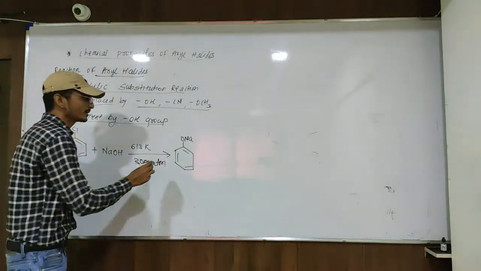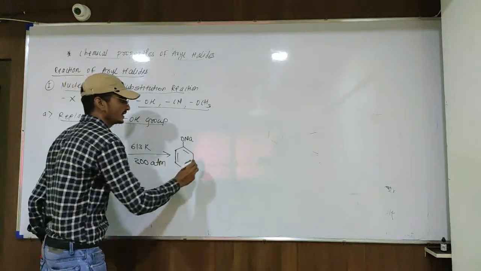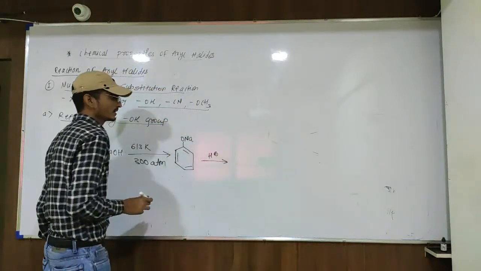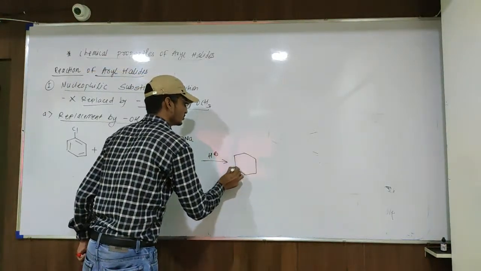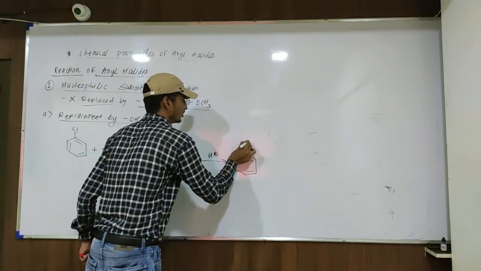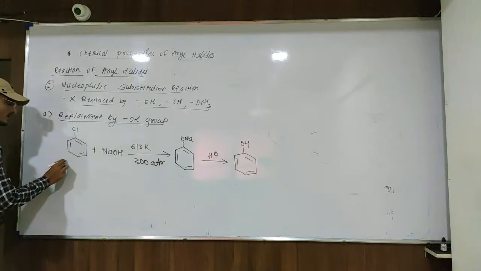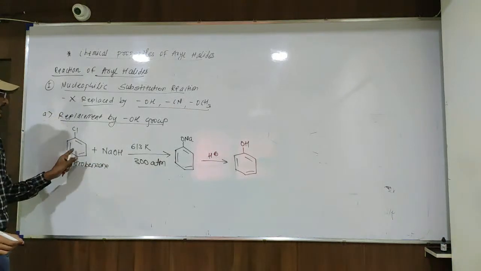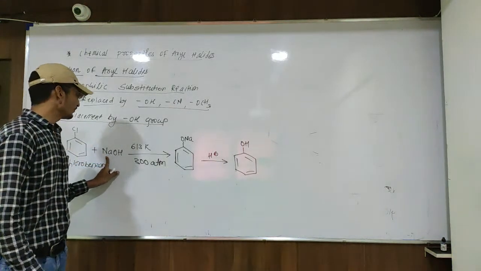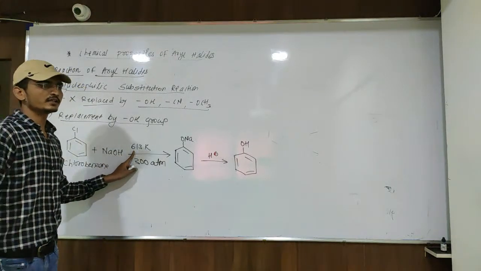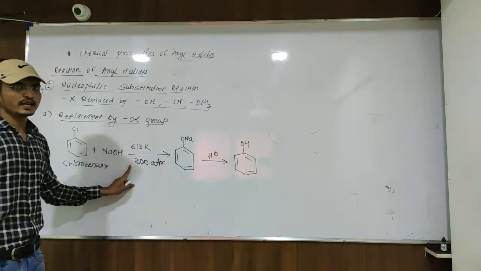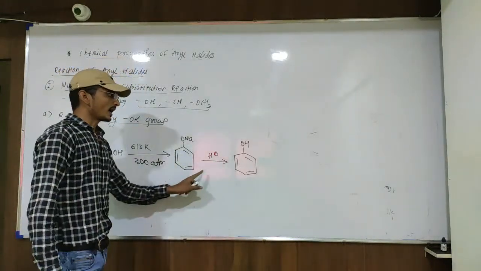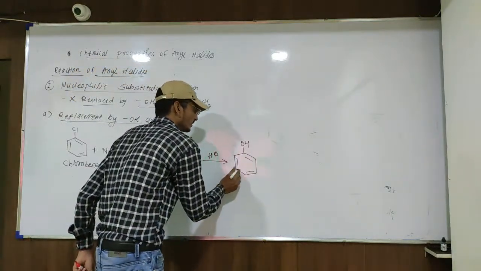OH, but before that there is one intermediate, that is nothing but the sodium phenoxide, and after it is neutralized by acidic condition, so H plus, you will finally get the product, that is nothing but the phenol. बघा आता Cl कशाने रिप्लेस केला? Cl is replaced by OH. पण कसा रिप्लेस झाला? When chlorobenzene is heated with NaOH at 613 Kelvin temperature and 300 atm pressure, you will get one intermediate, that is nothing but sodium phenoxide, and you will get the final product, that is nothing but the phenol.